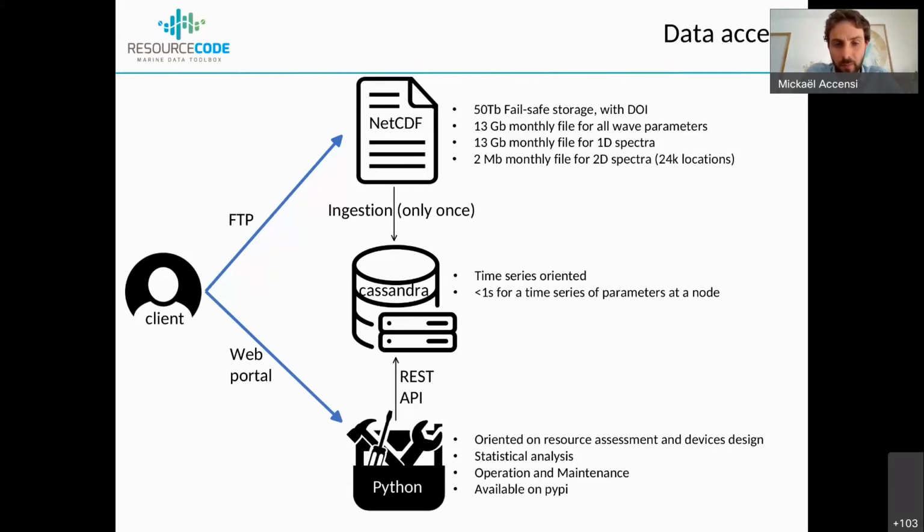Otherwise, we have performed an integration of those data in a time series oriented database, which is Cassandra. And then we have developed Python tools to be able to do requests on those data from the database Cassandra and do some extraction of the data and some advanced statistics and operations. So now I will explain to you how to access the data through the FTP and the web portal.